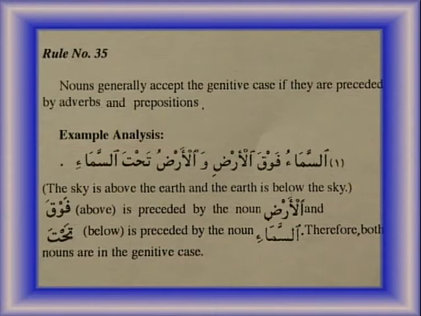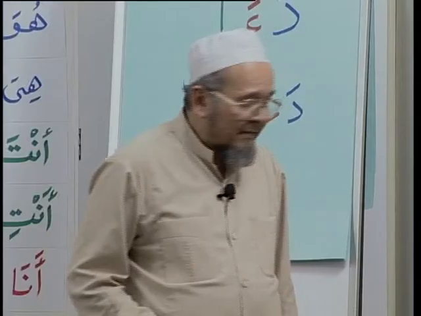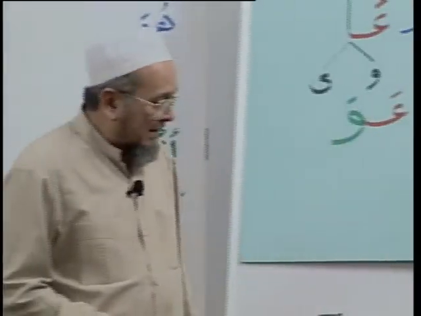Example analysis. السماء فوق الأرض والأرض تحت السماء. The sky is above the earth and the earth is below the sky. Fawq, above, is preceded by the noun al-ard, and taht, below, is preceded by the noun as-sama. Therefore, both nouns are in the genitive case. Let us make progress in our lesson.